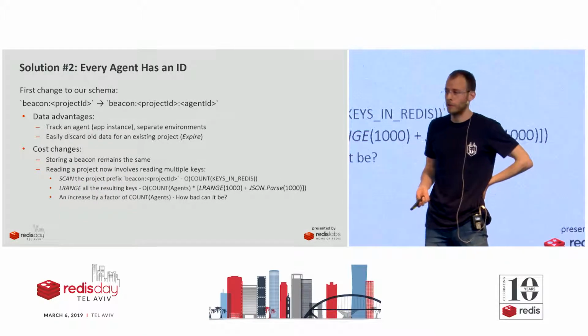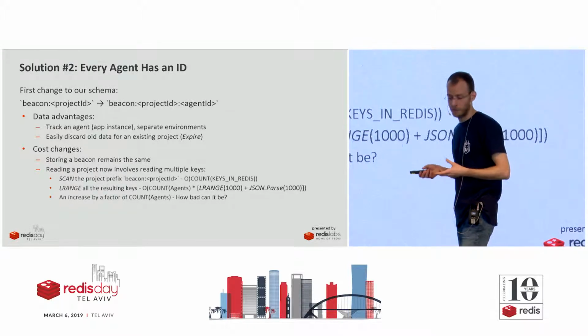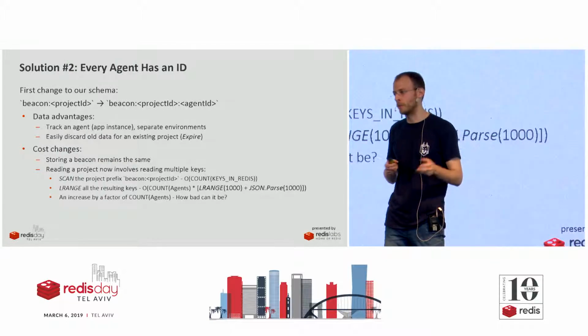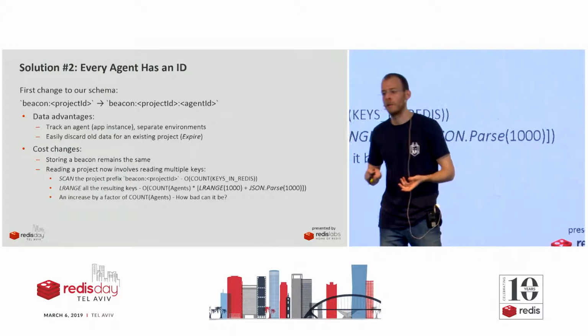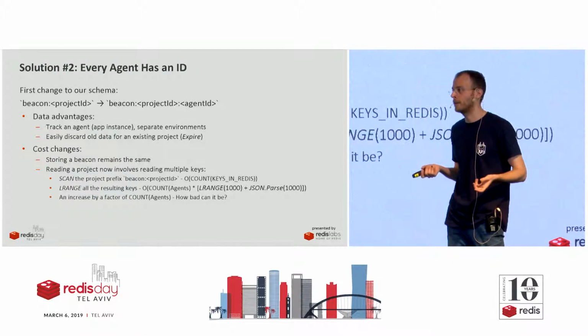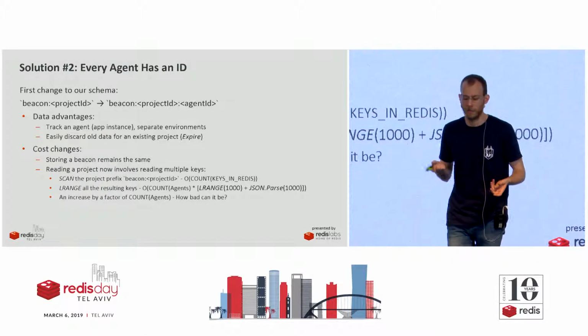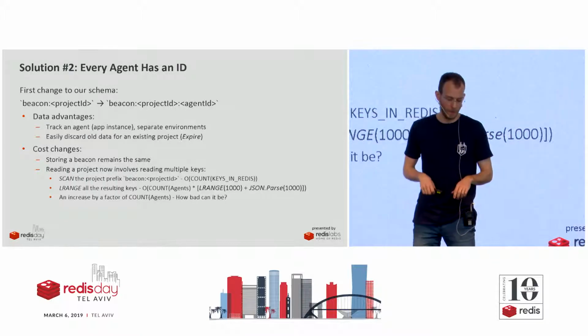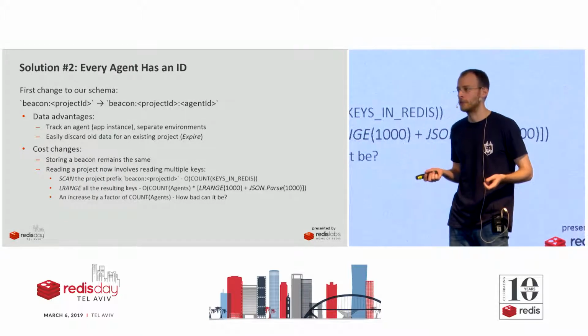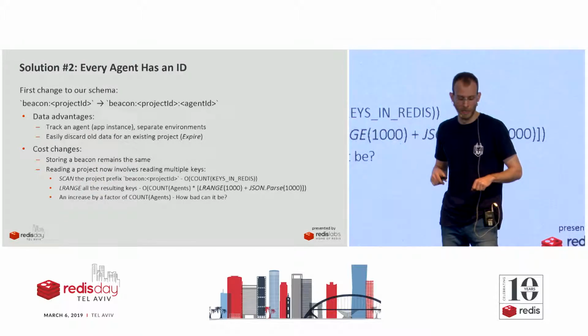And all the data that we keep expires whenever the key expires, meaning if an agent stopped reporting because, I don't know, an application instance went down, then all this data would become irrelevant whenever the expiry triggered. The cost for storing a beacon remained the same because we still just push one item into a list.